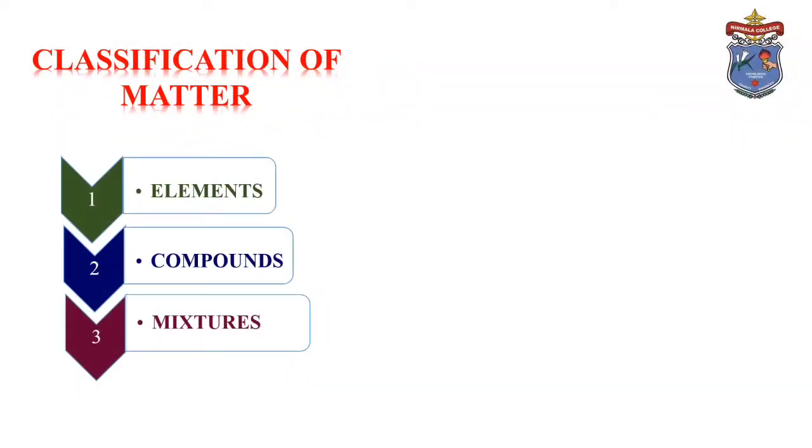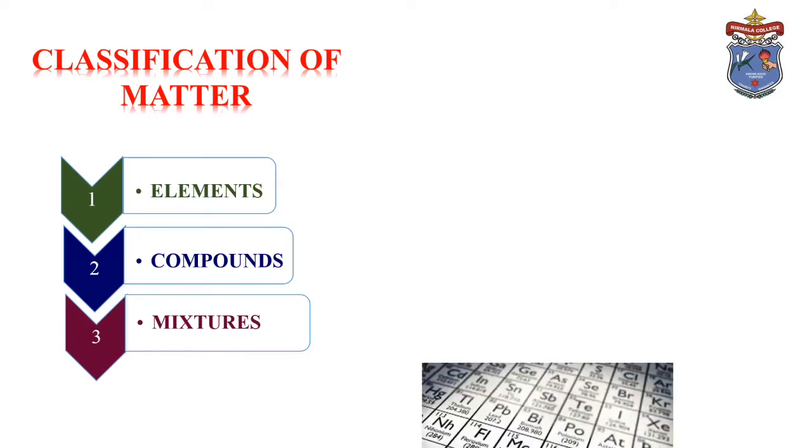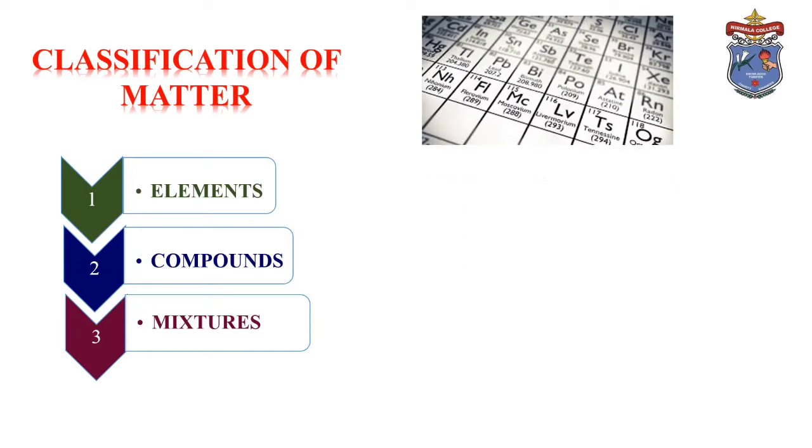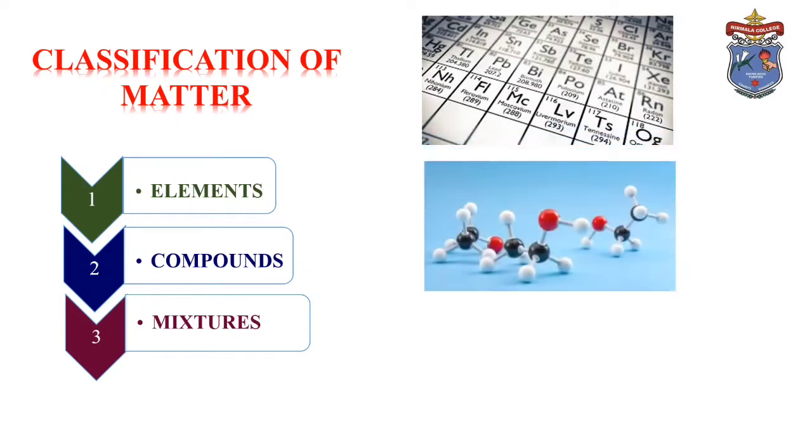Classification of matter. Matter is broadly classified into elements, compounds, and mixtures. Elements. The atoms of an element are similar in their properties. For example, iron, copper, aluminium, gold, etc. Compounds. When two or more atoms combine through a chemical reaction in a fixed ratio, a compound is formed. For example, sugar, glass, salt, soap, etc.